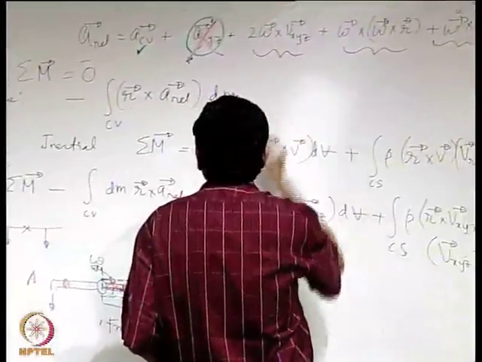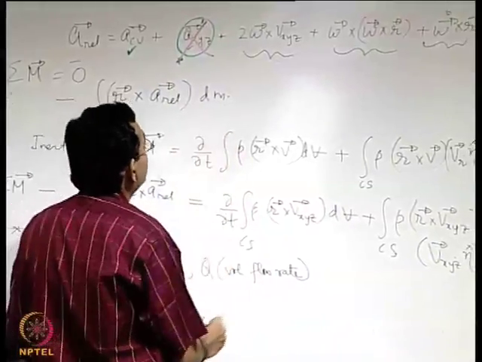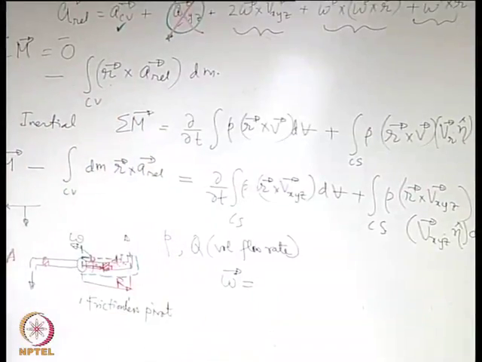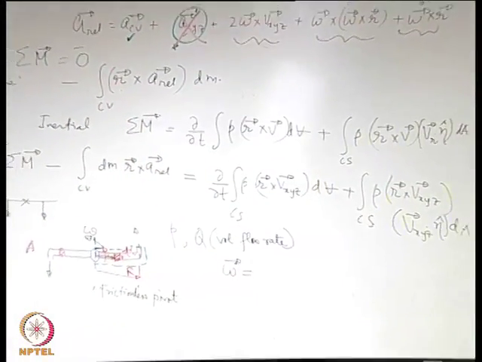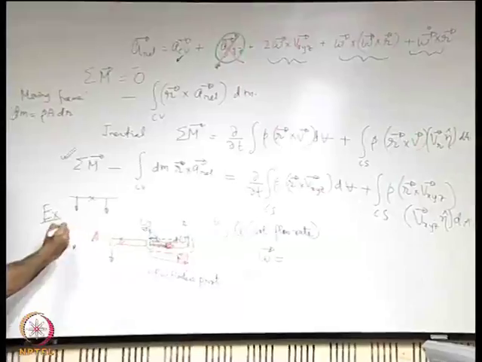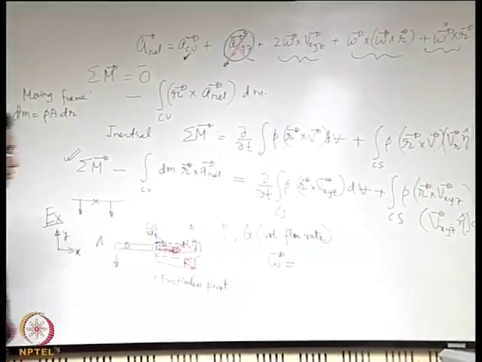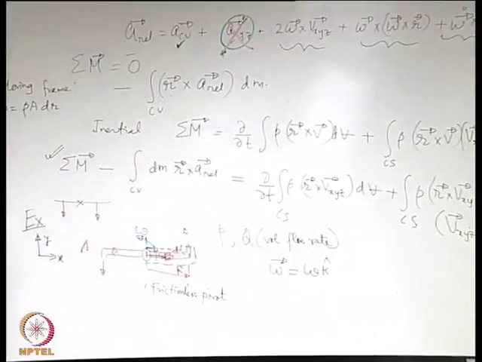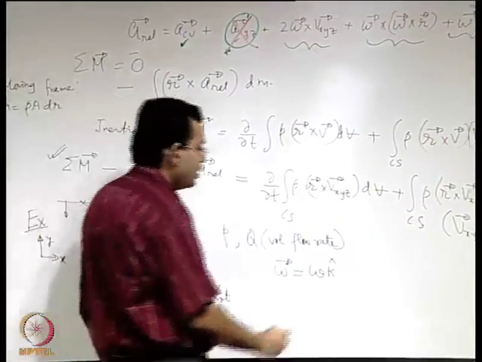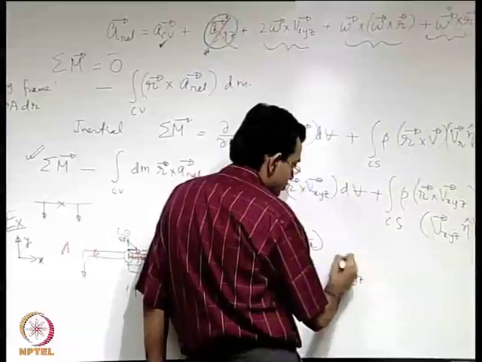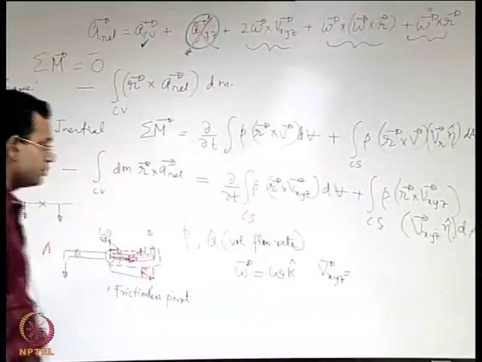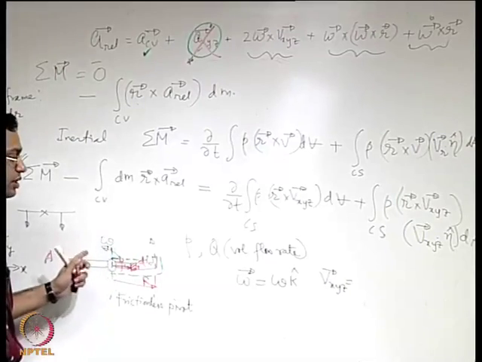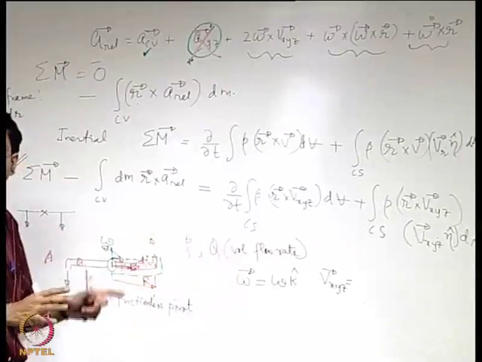So before applying that correction term, let us write these things in a vector form. What is omega in a vector form? Let us say this is the xy plane, so omega k. No, this is by positive sign convention. If it comes out to be minus something, then that will be like that.